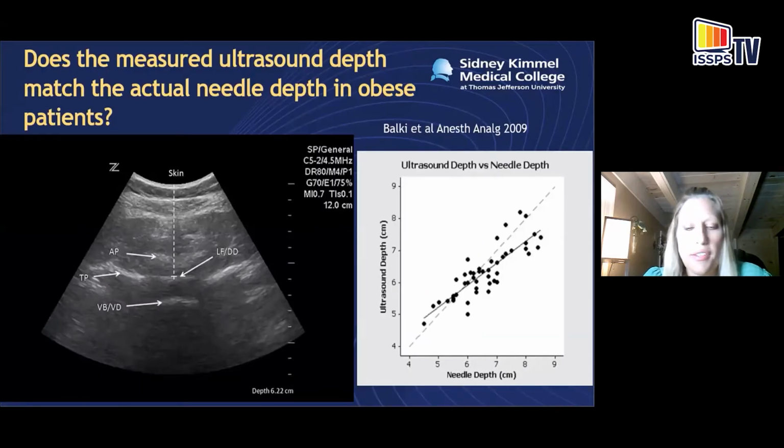So I skipped past the depth, and they found that this depth was about a centimeter, roughly deeper than what the ultrasound depth was. And here, what I'm talking about is, does the measured ultrasound depth match the actual needle depth? And how does that correlate? A number of studies have examined this concept. And as seen here, the ultrasound and needle depth overall correlate well, with the ultrasound depth obviously being less. So what you're going to measure on the ultrasound is going to be less, most likely because of tissue compression.